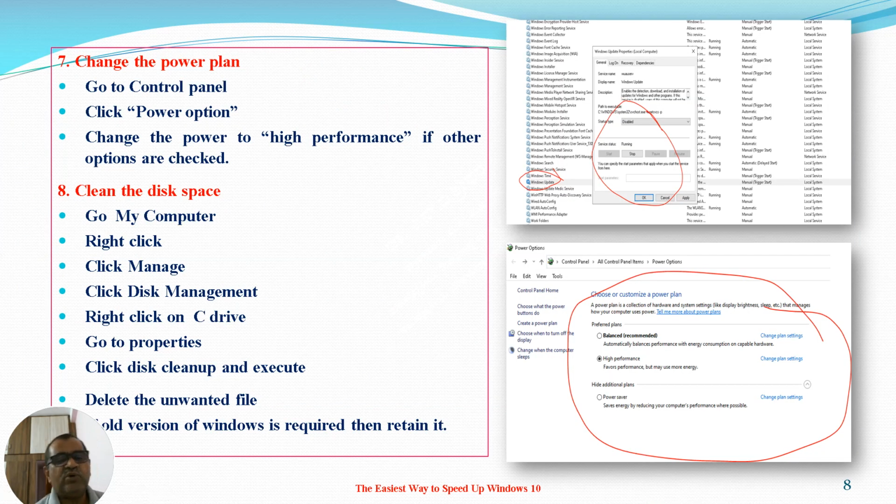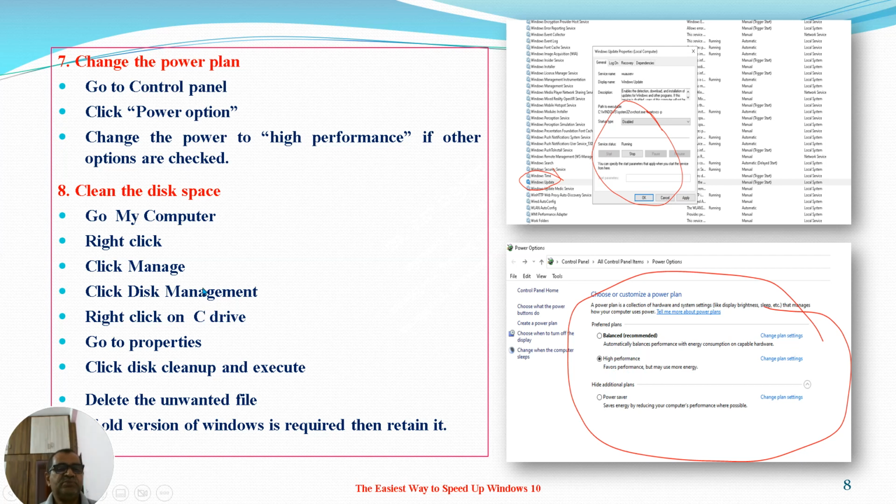Then change the power plan. That's also important. Go to the control panel, click power options, then change to high performance if the option is not checked. So usually it will come here, high performance.